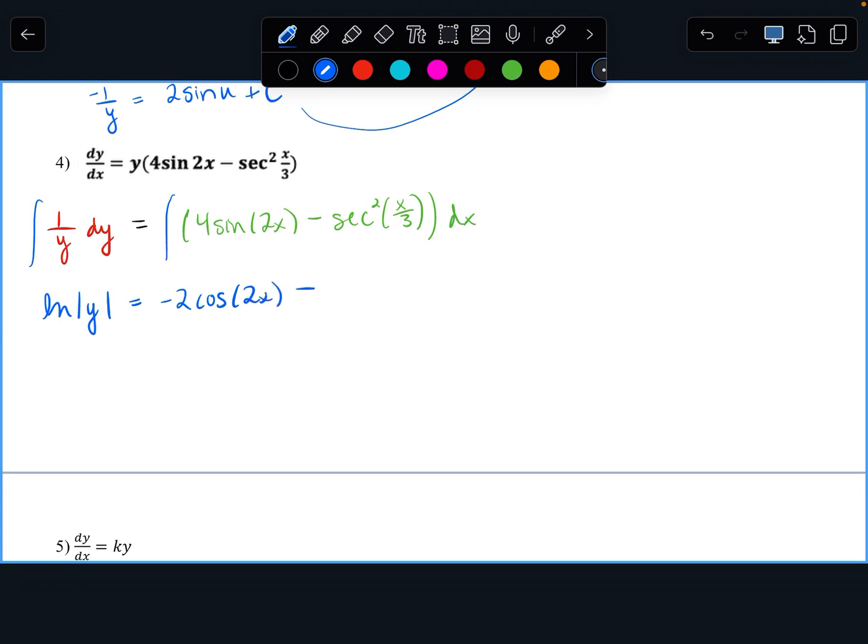Right? Okay, what's the antiderivative of secant squared? Tangent. Good job. Okay. But because it's x divided by 3, to do the chain rule, you're going to multiply by 3. So it's 3 tangent x over 3 plus c. Okay?